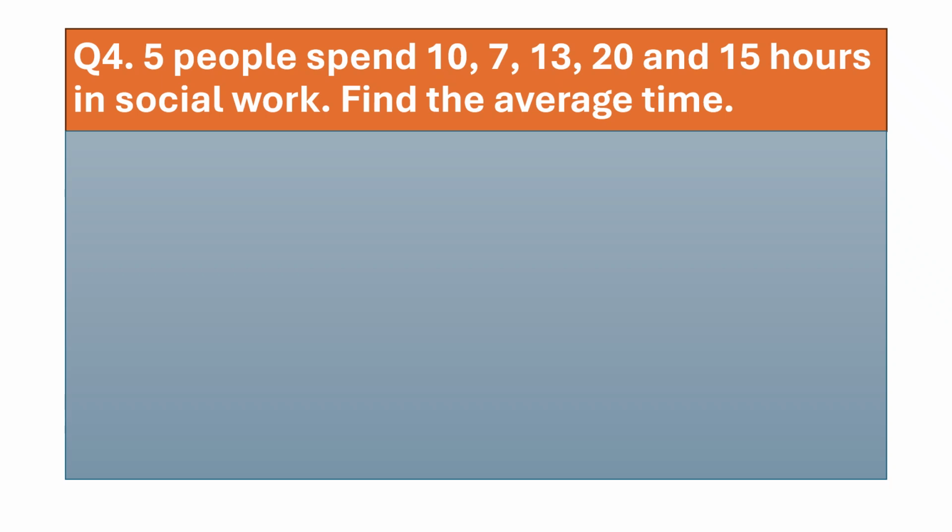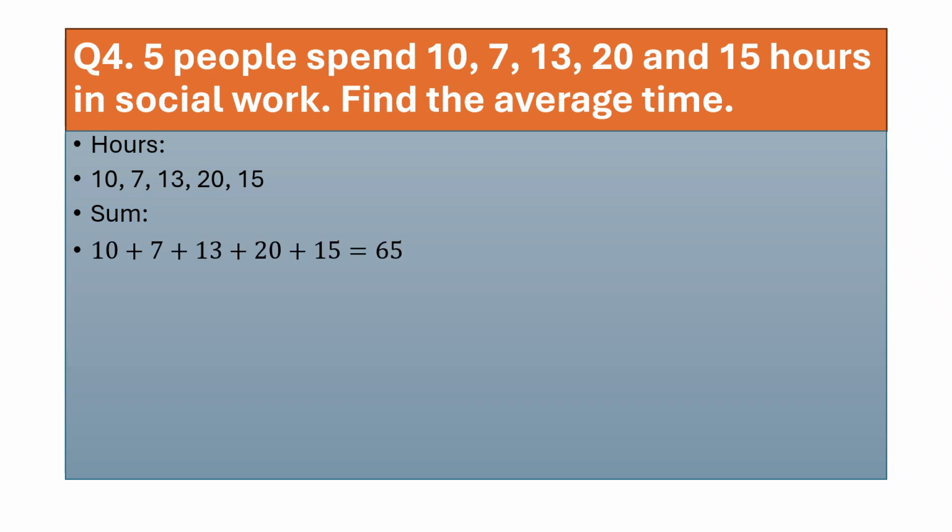Let's do question number 4. 5 people spent 10, 7, 13, 20 and 15 hours in social work. Find the average time. Now let's write down the number of hours here, 10, 7, 13, 20 and 15. Again, how do we find the average? Yes, we need to add all. So we get 65. Number of people here, 5.